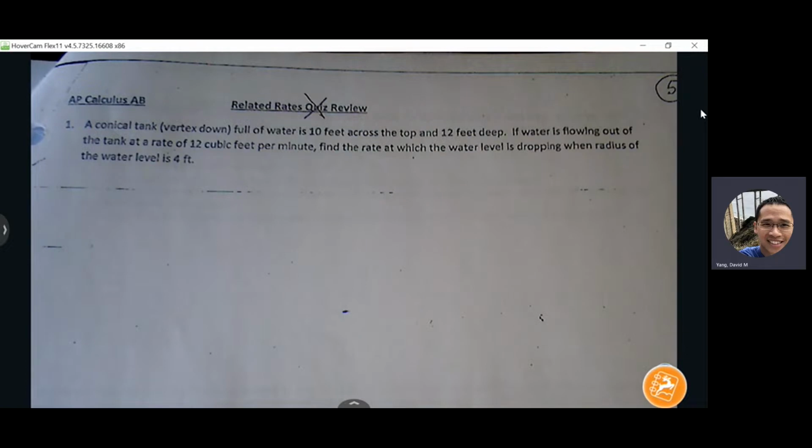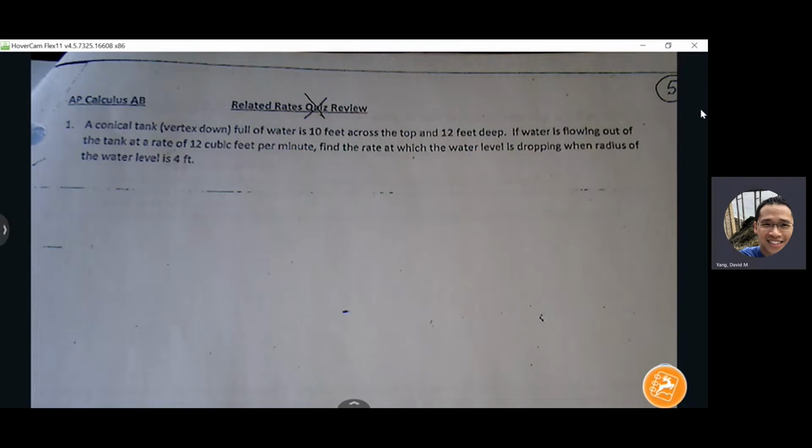Right, number 1 on page 5, cone tank, vertex down. Full of water, 10 feet across, 12 feet deep. So just be careful. Sometimes the problem gives you that the tank has a diameter of 10. Sometimes they tell you the radius, so just gotta make the adjustment accordingly. If they give you the diameter, then when you draw your similar triangle, you're gonna have to adjust to the radius. But if they give you the radius, then you just keep that radius.